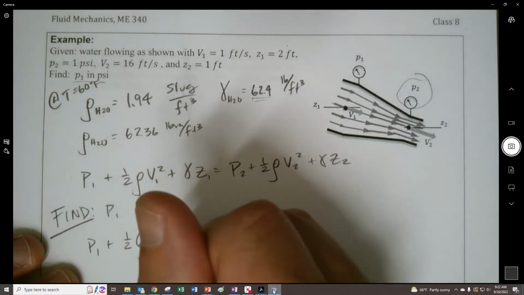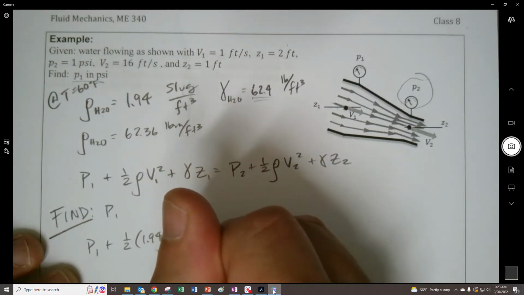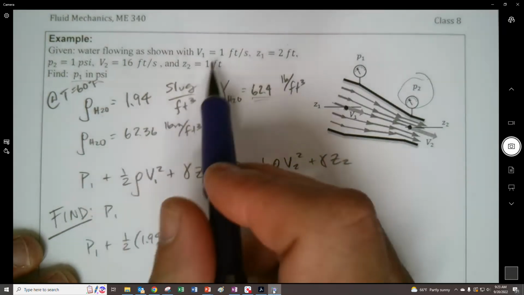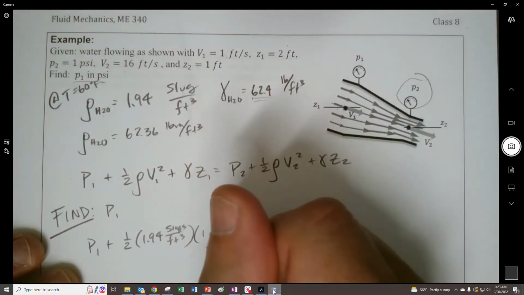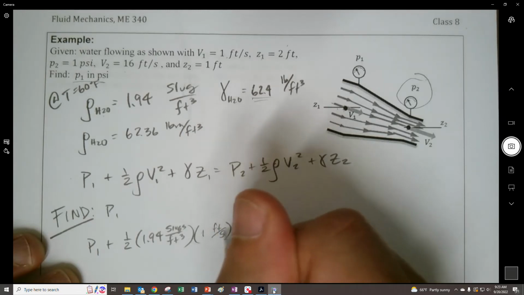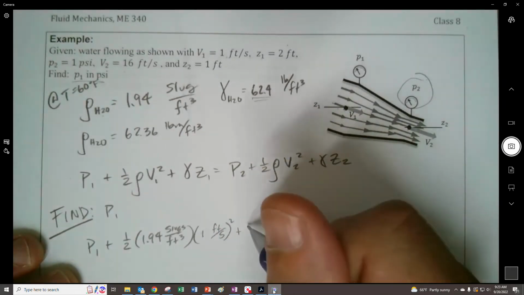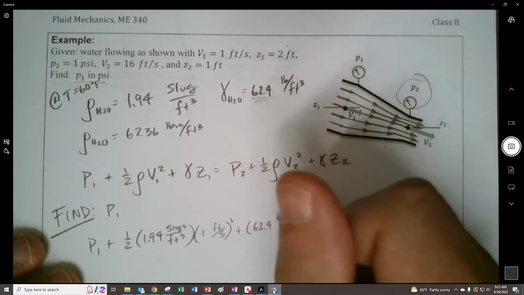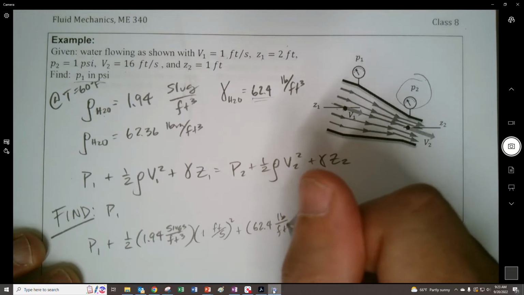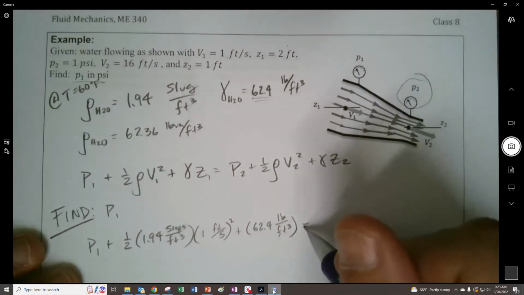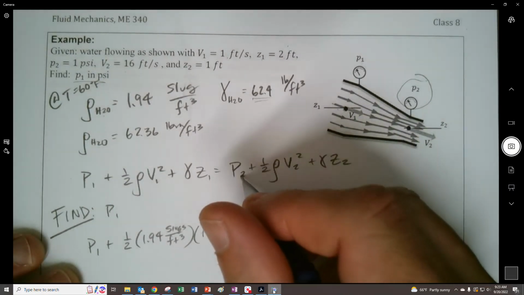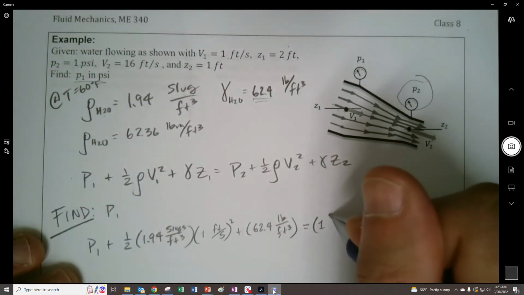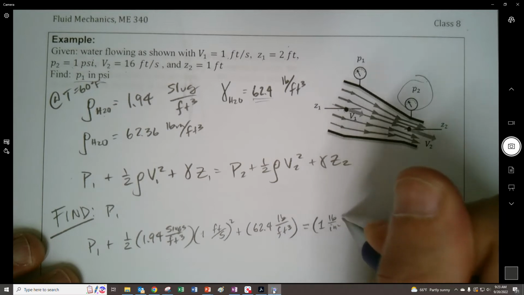So P1 plus 1/2 of 1.94, I'm going to write it here, slugs per cubic foot, times the velocity here is 1 foot per second, but squared, plus gamma, which is 62.4 pounds per cubic foot. That should equal P2, which is 1 psi, so pound per square inch.